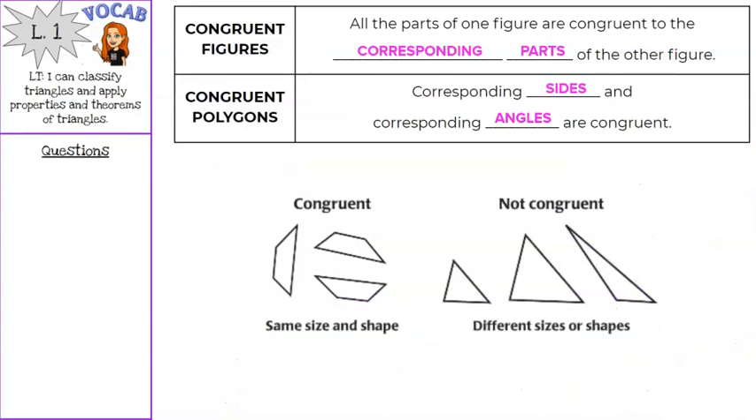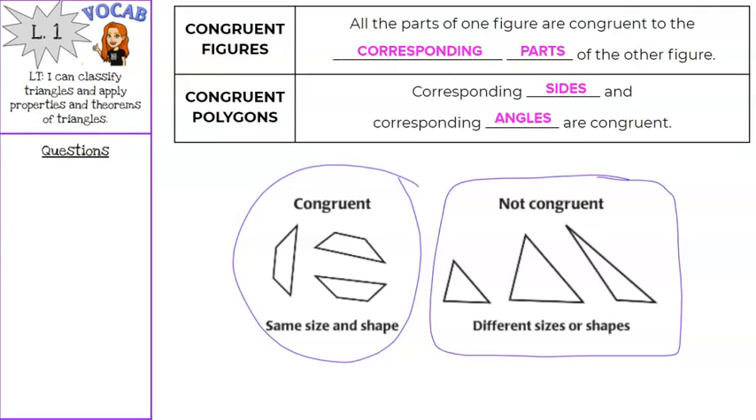Two more vocab words. Congruent figures are figures where all the parts of one figure are congruent to the corresponding parts of the other figure. In congruent polygons, corresponding sides and corresponding angles are congruent. So you can see examples of congruent figures right here. They're the same size and shape, even though some of them are rotated and flipped around, they're still the same. These triangles, however, are not congruent because while they're all triangles, they have different sizes and some of them are shaped differently.